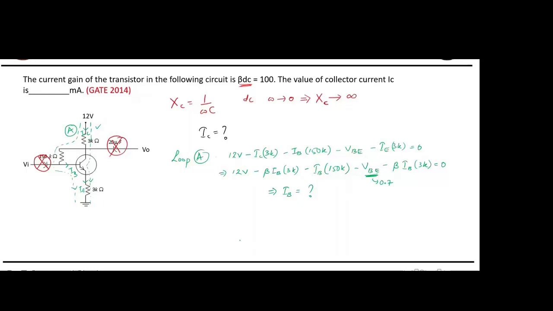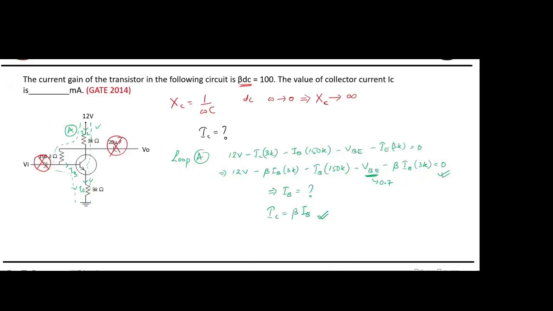Can you solve IB using this equation? Okay, once you get IB, you can get IC like this. Finish. Done. Problem solved. Any doubt? No, sir. Okay, fine. So we move on to the next question.